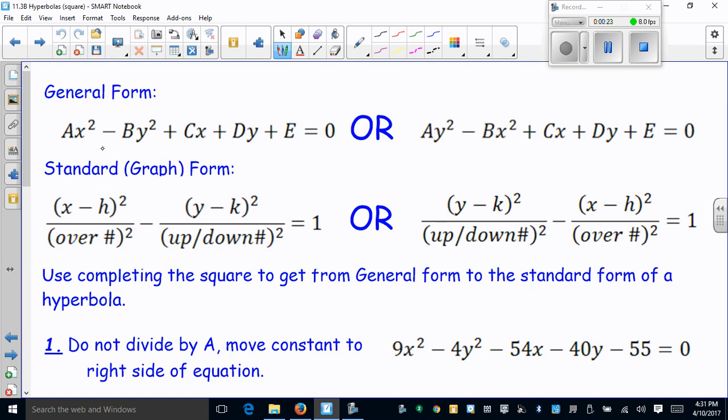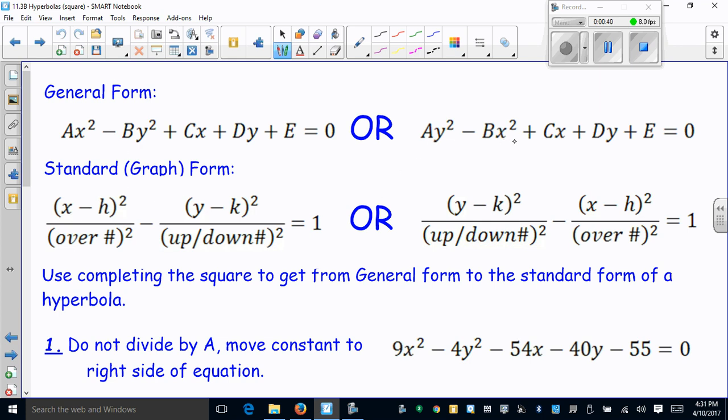They put the a on this first one. That doesn't really mean anything. Okay, if you have ax squared minus by squared, it's going to come back in the form of this. If you have ay squared minus bx squared, it's going to come back in the form like this. So just have to really watch.